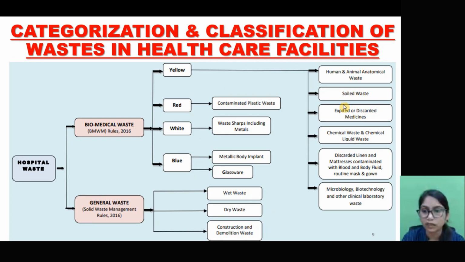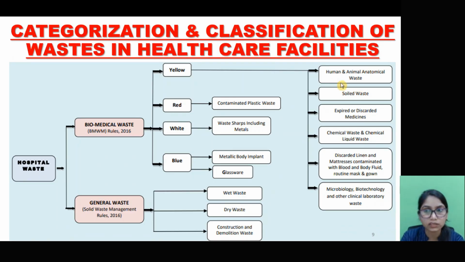So first we will come on the biomedical waste. First we will be studying about the yellow waste. So please listen carefully. After the class, I will ask you the question. So I hope you will answer the question. Okay. So coming on the yellow waste, what happens in the yellow waste? There is a yellow, red, and white container. So in the yellow containers, there will be human and anatomical waste.